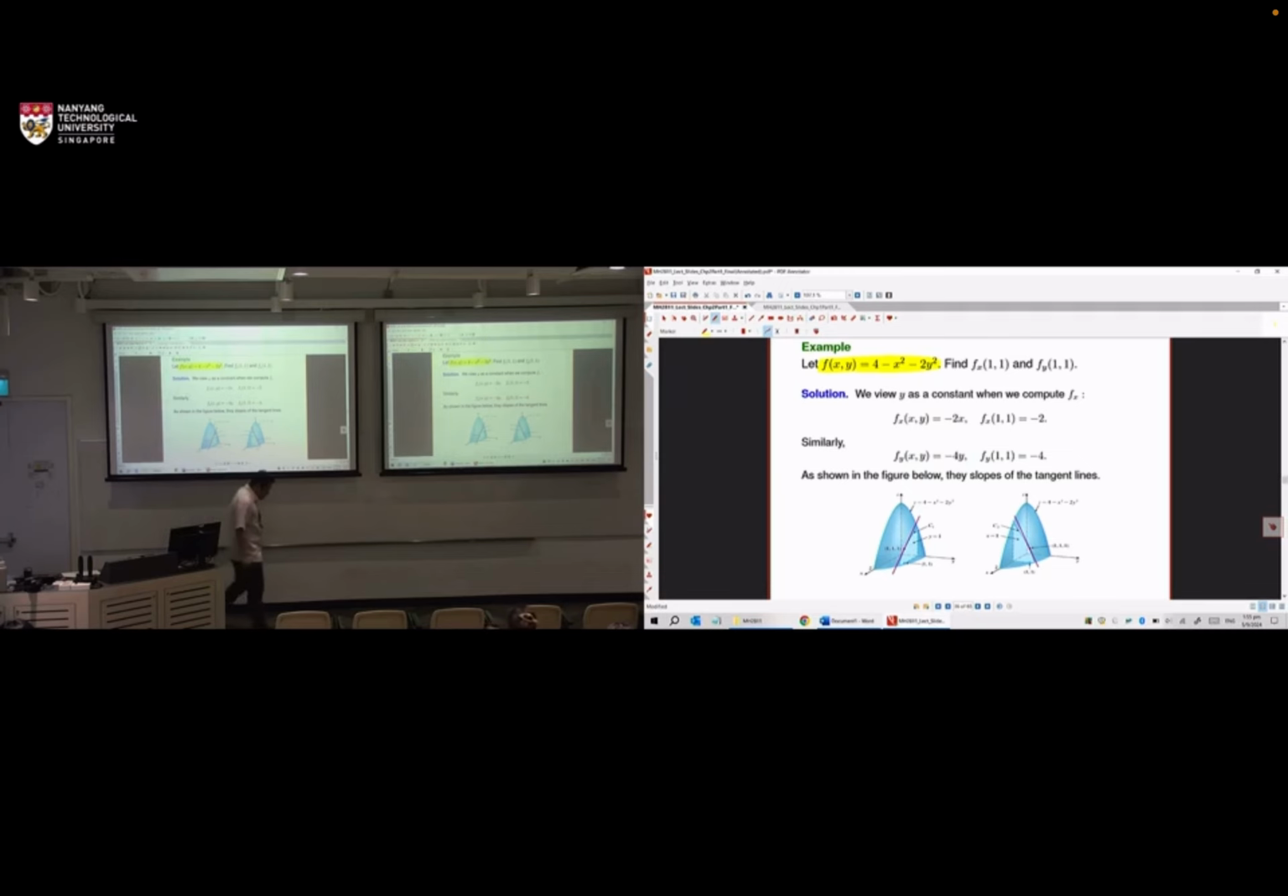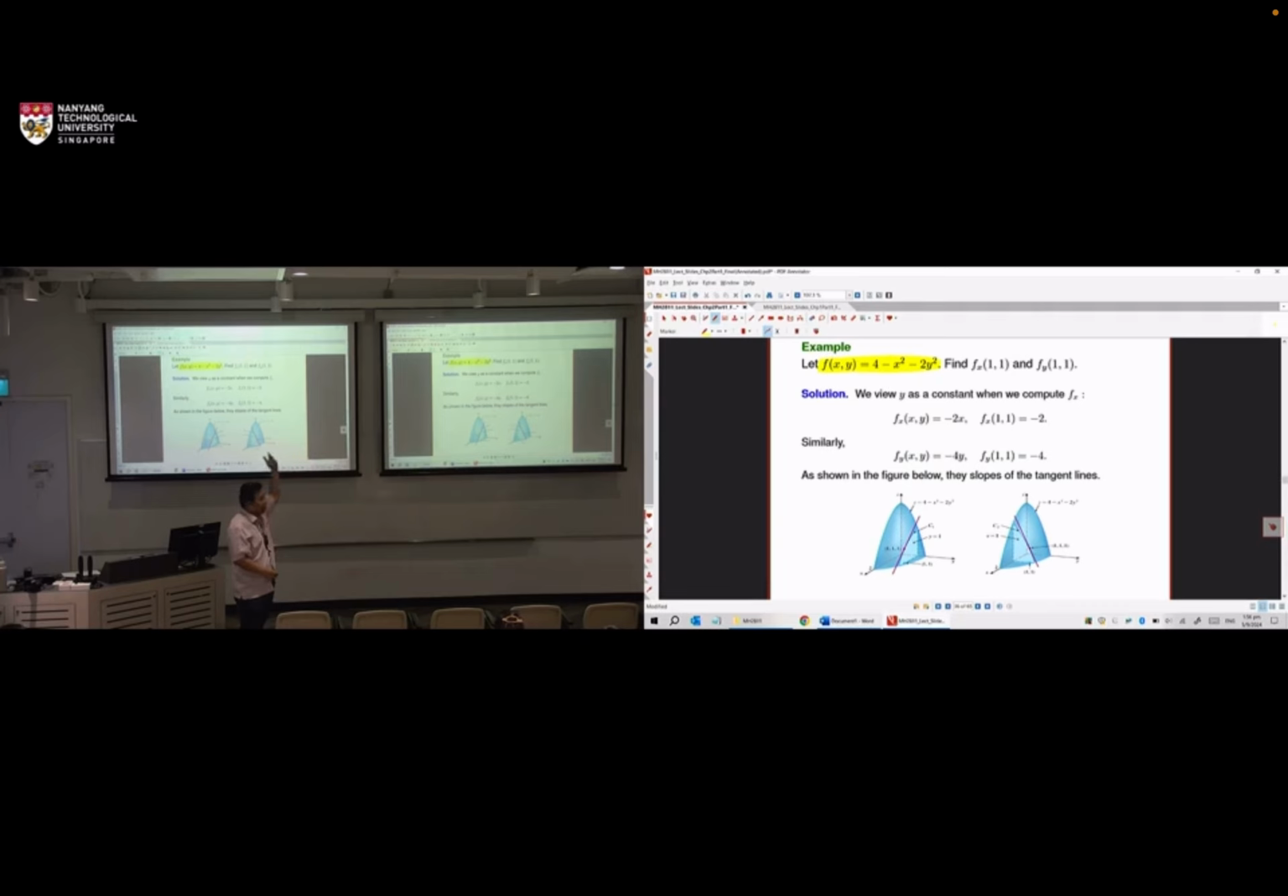When you find del f del x, you obviously view y as a constant. So from the f function, you find del f del x and you will get negative 2x. I hope everybody can see it. You sub in (1, 1), you get negative 2, because (1, 1) is the point they are interested in. When you sub in the point, it's always at the very last step. You don't sub in at the first step. If you sub in at the first step, then nothing is left already.